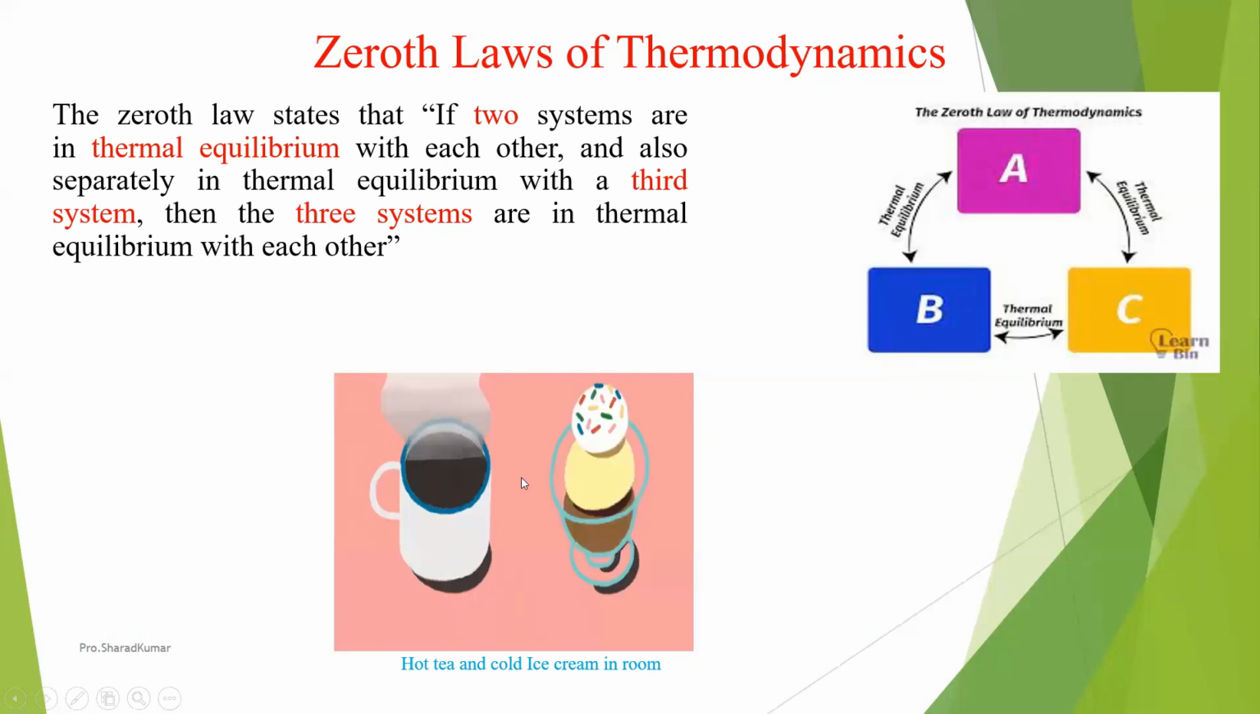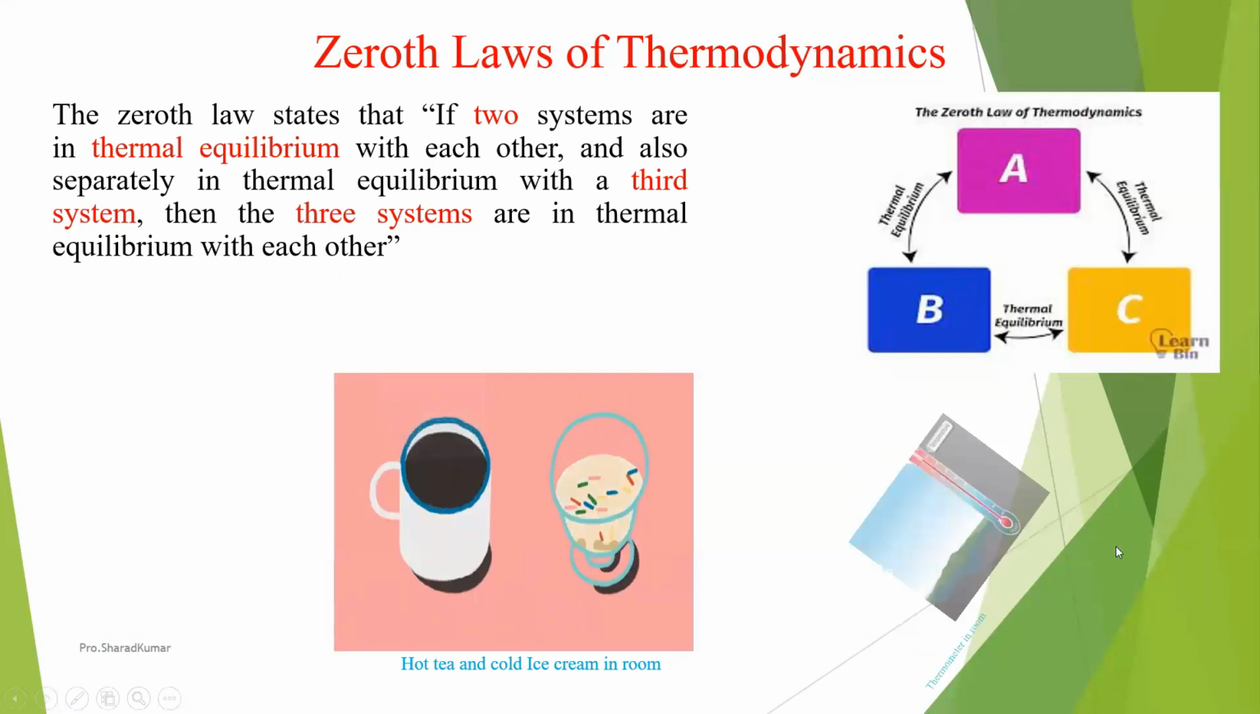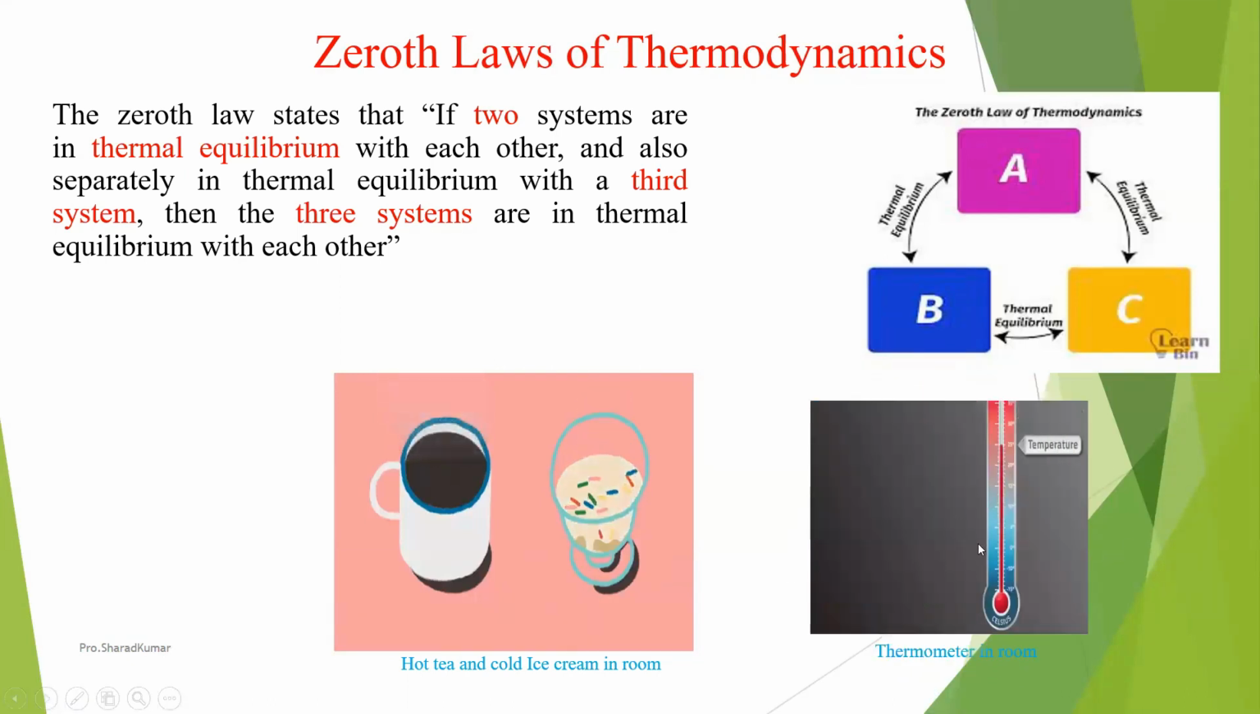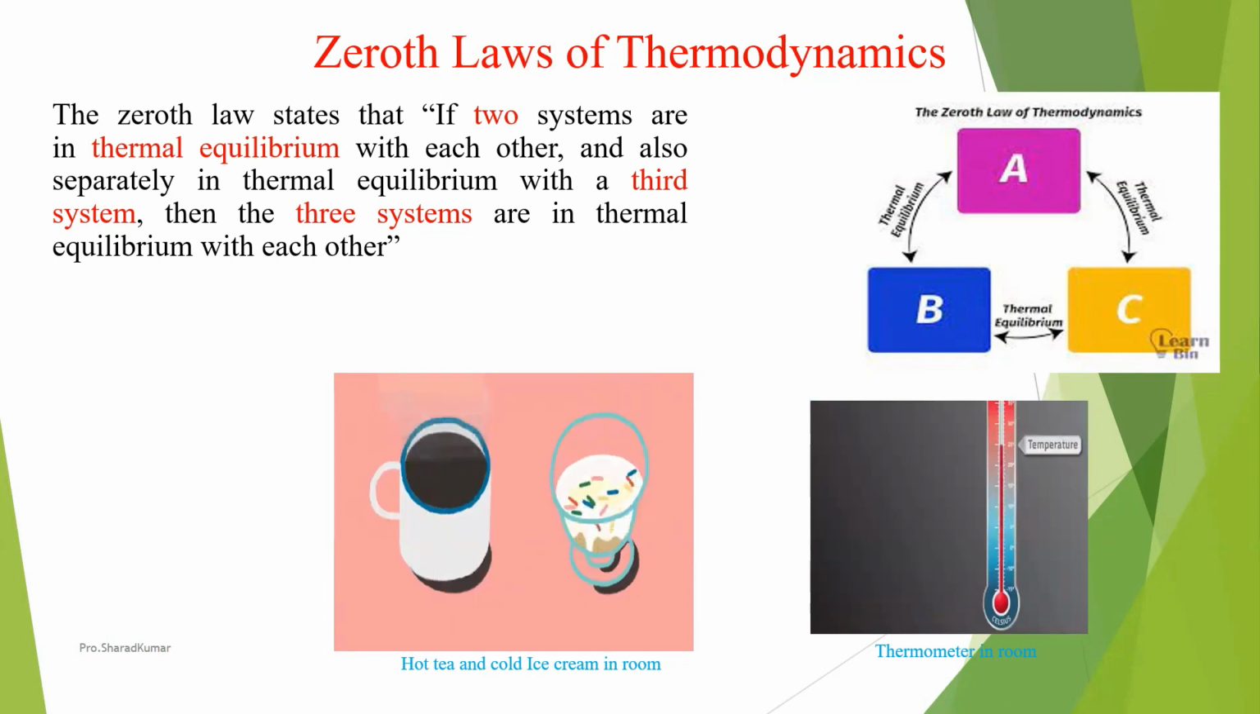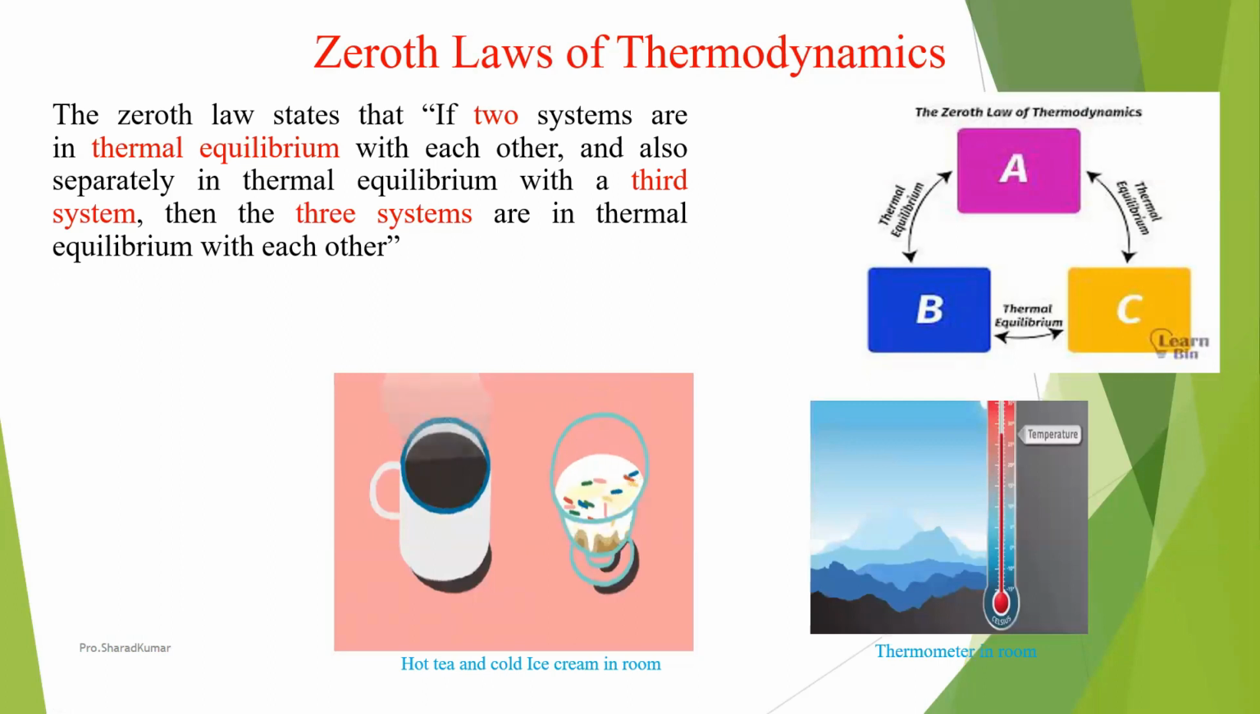If you come to the zeroth law of thermodynamics, the best example is the thermometer. You keep a thermometer in the surroundings and you see the change of state of the thermometer with respect to the environment. In the early morning the thermometer will be in one state, in the afternoon it will change again, and in the evening it will change again. That variation in temperature you can see in the thermometer.